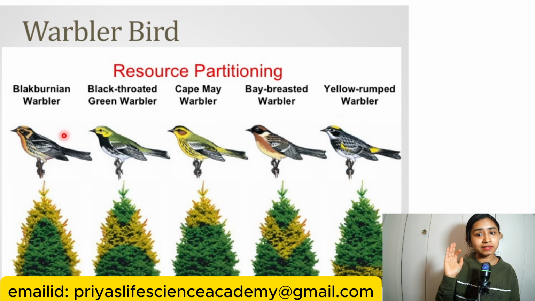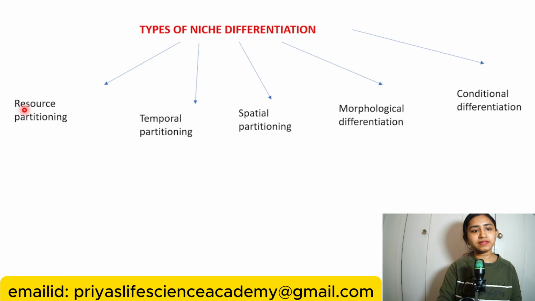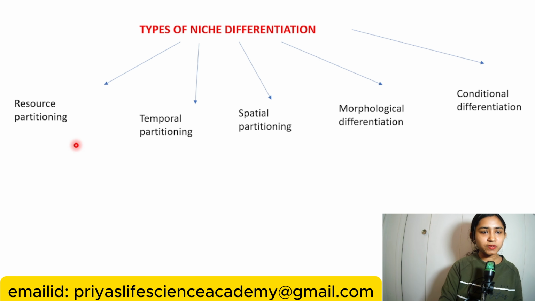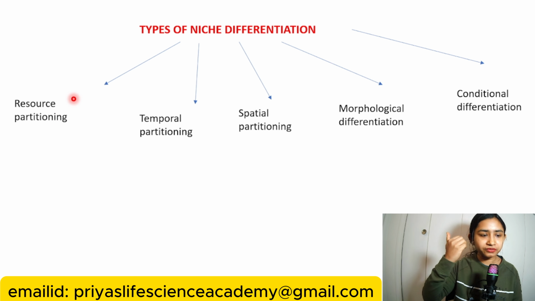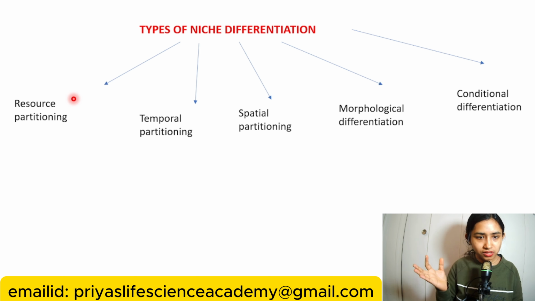Now, types of niche differentiation, that is, resource partitioning. Here, two species can partition their resource based on their morphological differences or behavioral differences. If your behavior and morphology are differentiated, your resource gets partitioned.